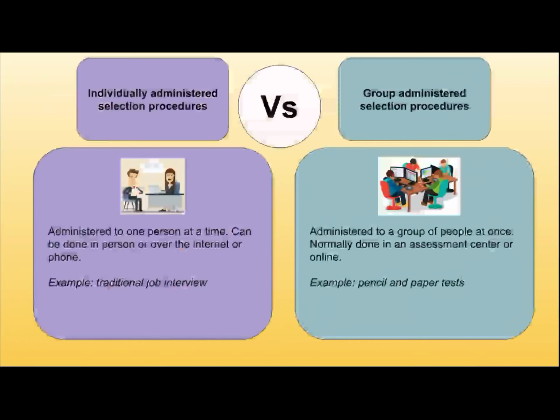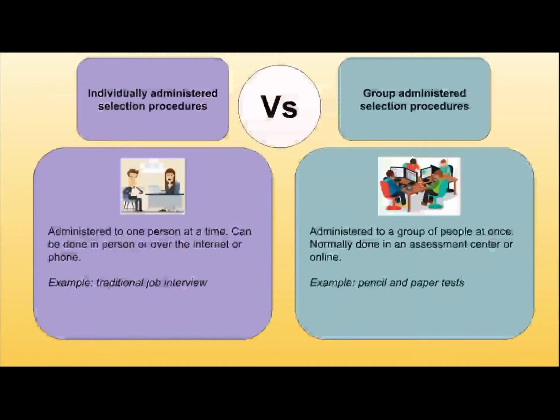When we look at selection procedures, there are lots of different types. So let's start by differentiating between individually administered selection procedures and group administered selection procedures. As you can imagine, individually administered ones are administered individually, one person at a time. These can either be done in person or on the internet or the phone.